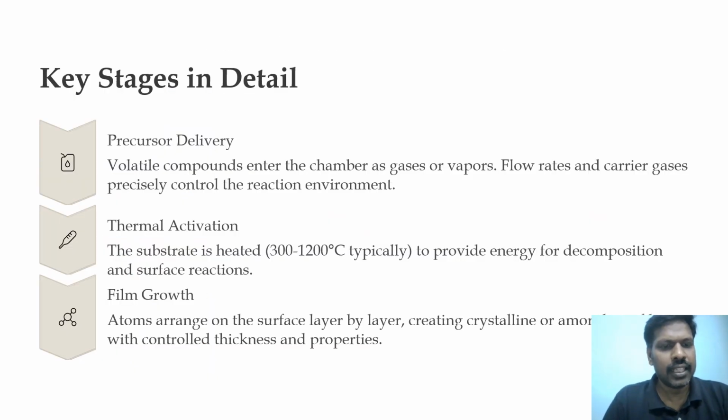Now, let us understand how the thin film grows. Atoms from the vapor stick to the surface and slowly arrange themselves layer by layer. A thin film is formed. Depending on the conditions, the film can be smooth, rough, crystalline, or amorphous. The thickness can range from a few nanometers to several micrometers.